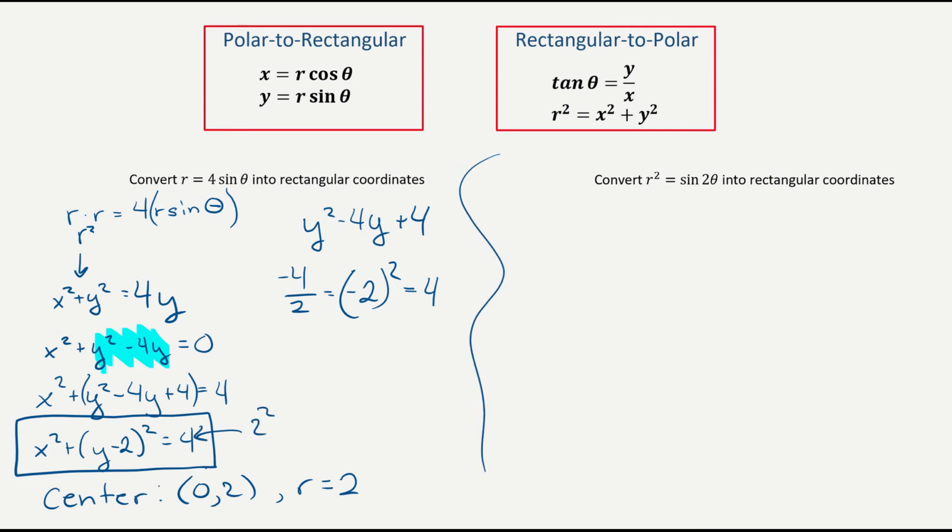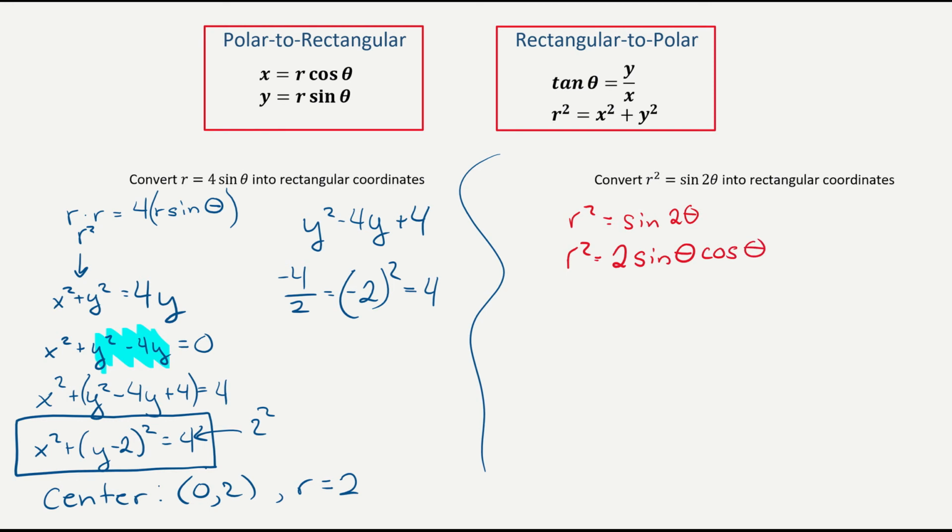So you have to be kind of creative sometimes when doing these conversions. In fact, we're going to be extra creative in this next one. Convert r squared equals sine 2 theta into rectangular. Sine 2 theta, do you recognize that trigonometric formula, that trigonometric identity? It equals 2 sine theta cosine theta.